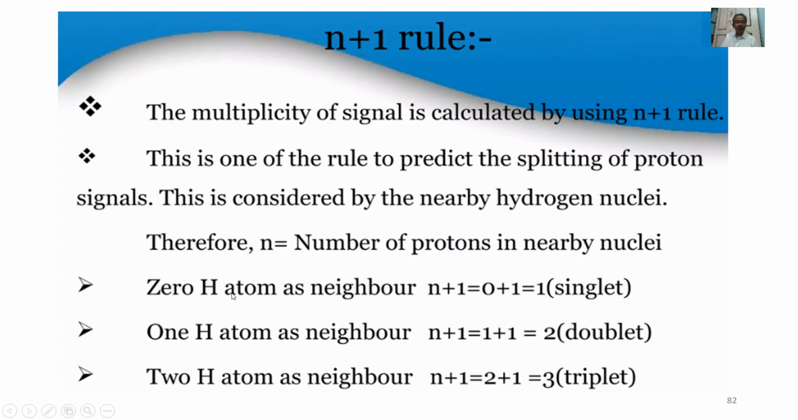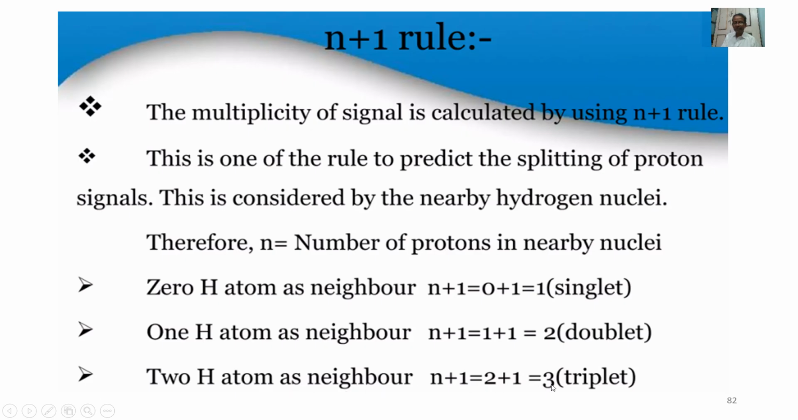Zero hydrogen atoms as neighbors: N+1 is equal to 0 plus 1, which is equal to 1, because this is a singlet. One hydrogen atom as neighbor: N+1 is equal to 1 plus 1, which is equal to 2, called a doublet. Two hydrogen atoms as neighbors: N+1 is equal to 2 plus 1, which is equal to 3, a triplet.